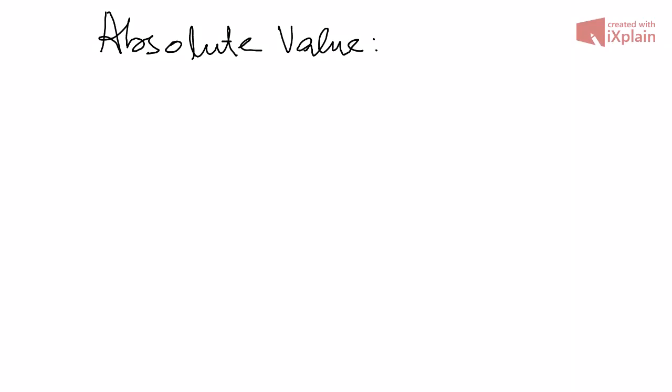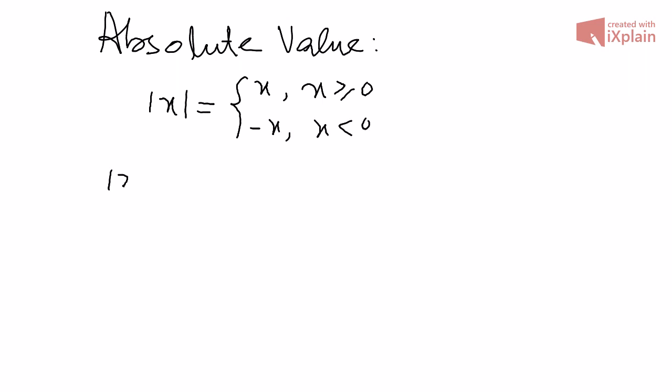Students, today we are going to discuss absolute value. The absolute value of any real number x is defined as x when x is greater than or equal to 0, and negative x when x is less than 0. For example, absolute of 2 is equal to 2 and absolute of negative 2 is equal to 2. Also, absolute of 0 is equal to 0.